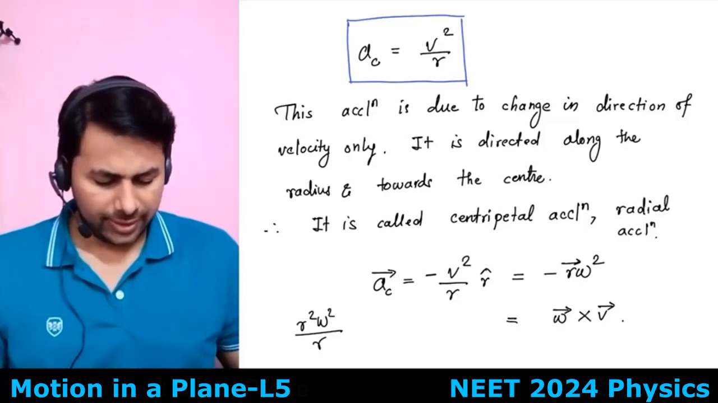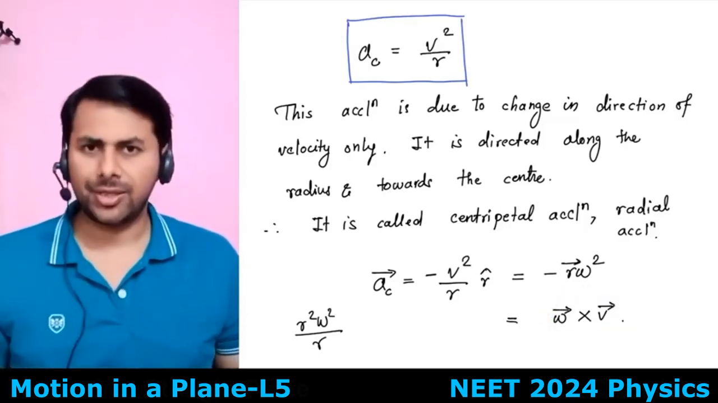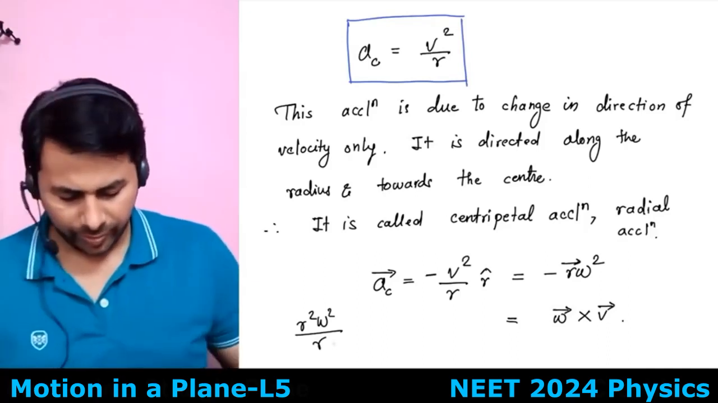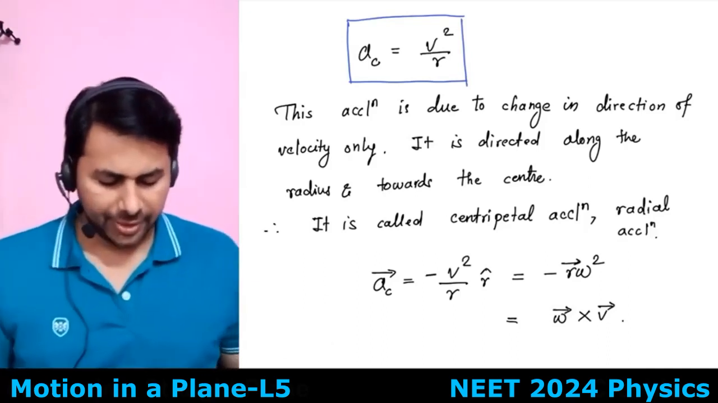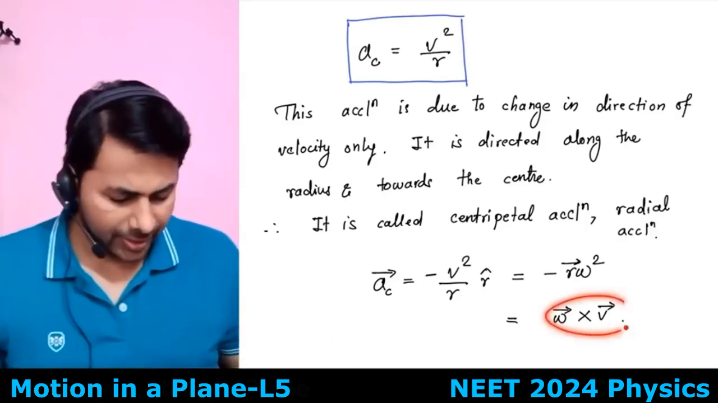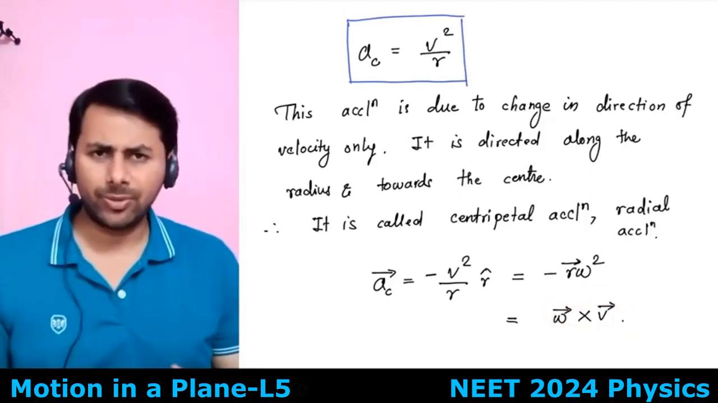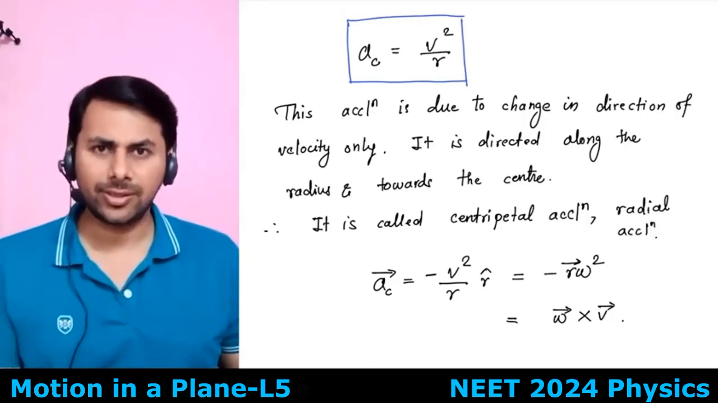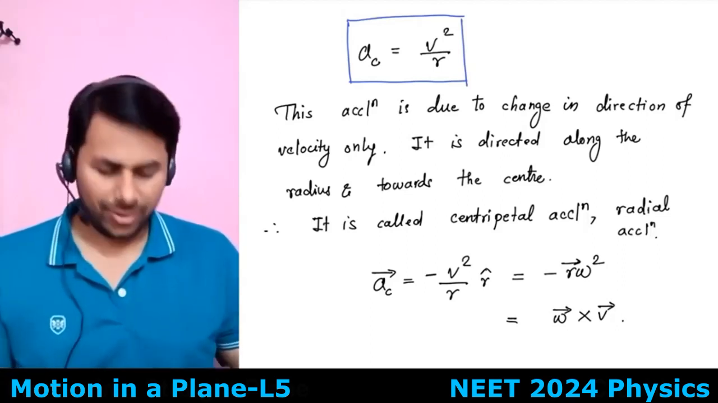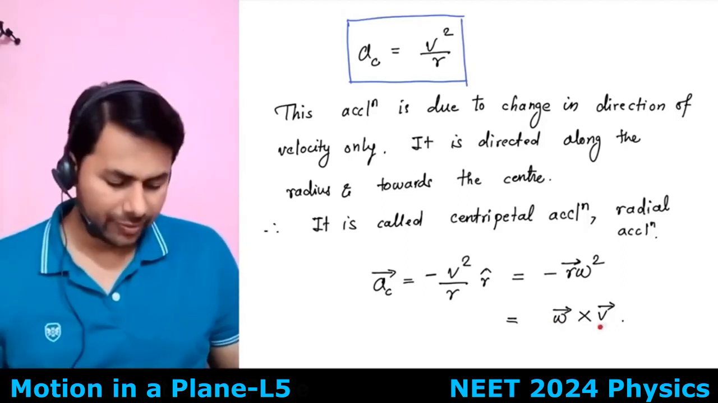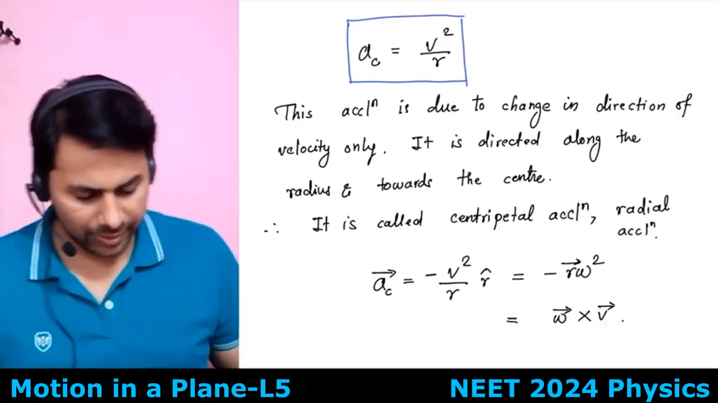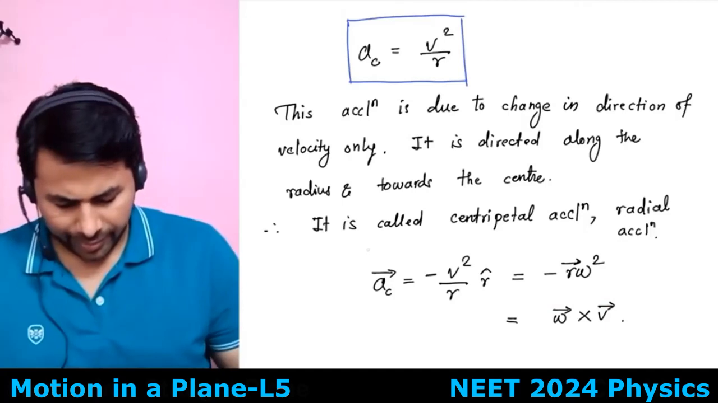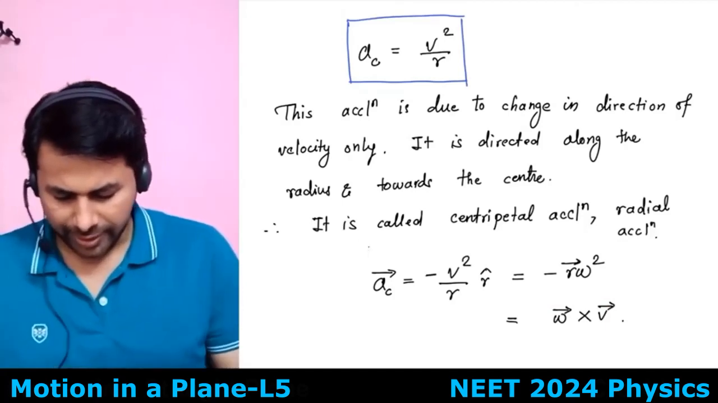And then there is this another formula. It is the vector product of omega with v. We have not studied the vector product as yet, but we have to remember this formula also. It will be the vector product of omega with v. Omega will come first, v will follow. First term will be omega, second term will be v, right? So just remember these formulae.